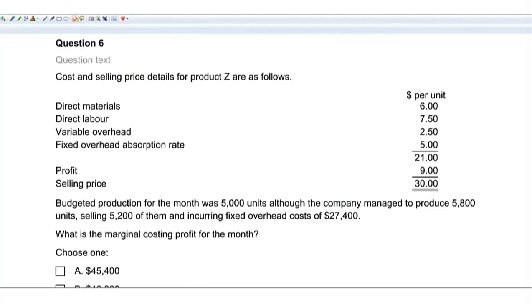Let's look at question 6. Question 6 focuses on the important area of marginal costing profit. Marginal costing is an area that is likely to come up in the exam, and therefore it's important that you're able to calculate the marginal costing profit.